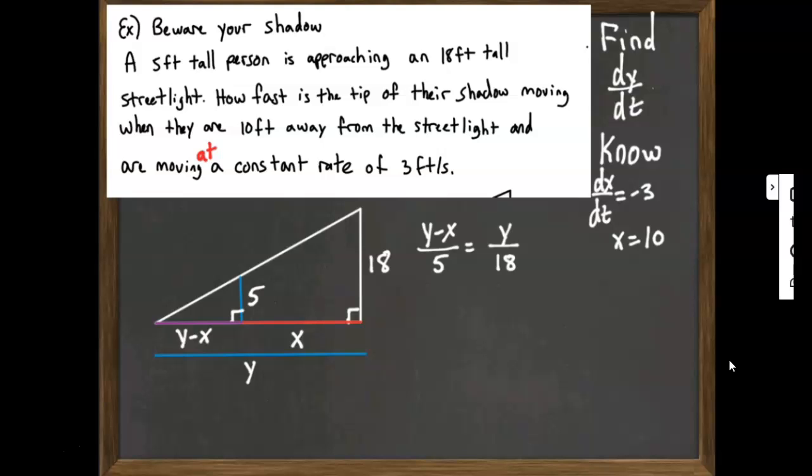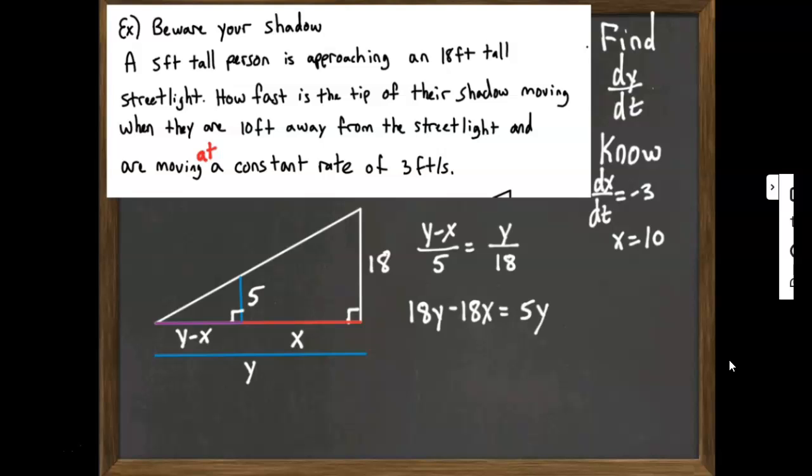By the way, you could have done this other ways. You could have done 5 over y minus x equals 18 over y. There's some other variety of things that you could have done. You could have even done ratios of the sides. y minus x over y equals 5 over 18. Or you could have done it like that. There's different ways to set that equation up. So we could do implicit differentiation right now, but it's a whole lot nicer if we clean the equation up first. Put it in a different format.